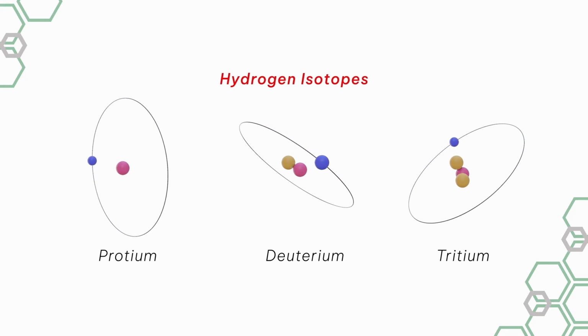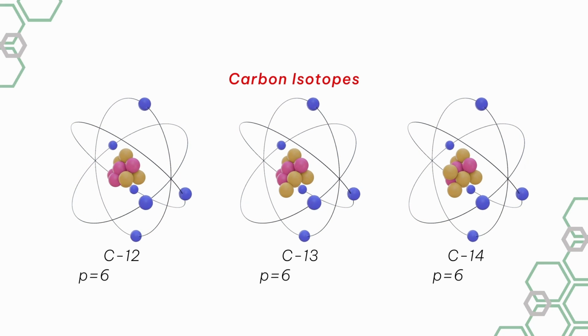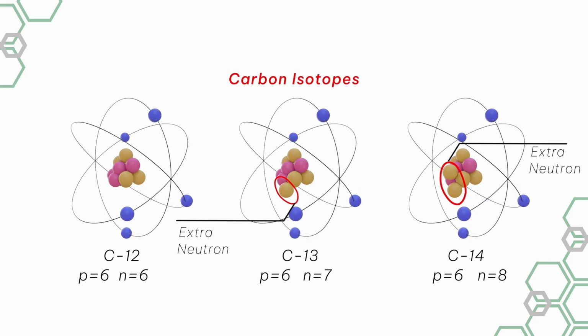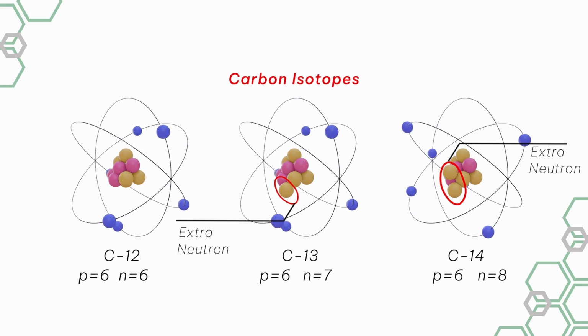For example, in these 3 isotopes of hydrogen, protium, deuterium and tritium, the number of protons is 1, but the number of neutrons are 0, 1 and 2 respectively. Similarly, in carbon isotopes C12, C13 and C14, the number of protons is 6, and the number of neutrons are 6, 7 and 8 respectively.